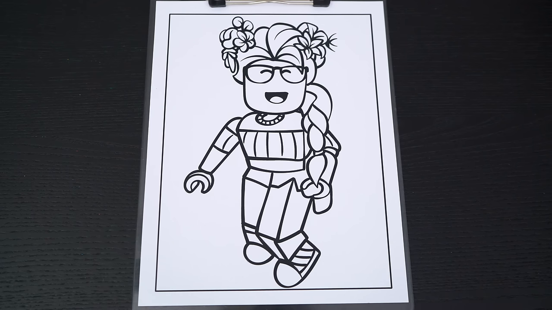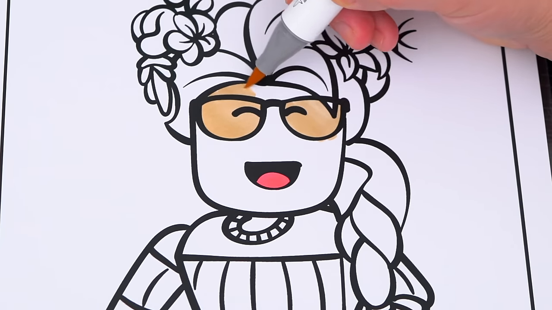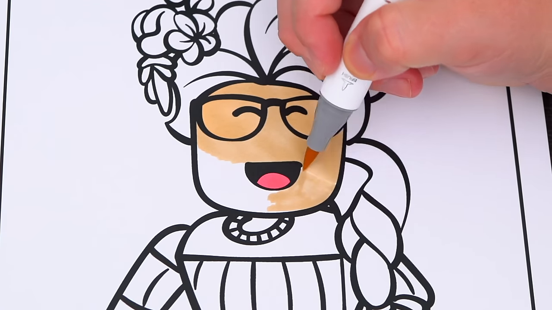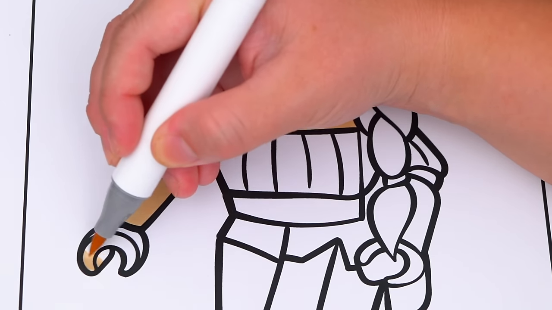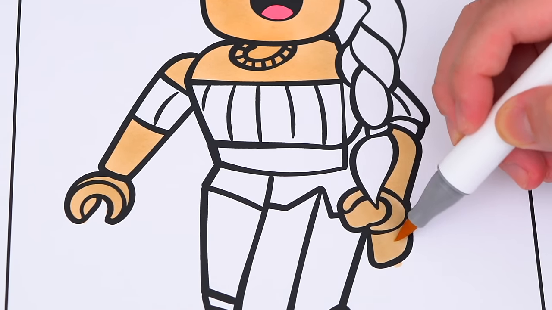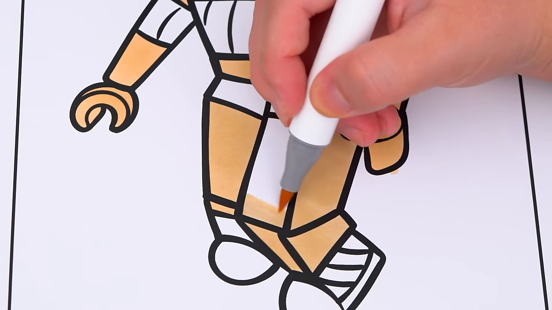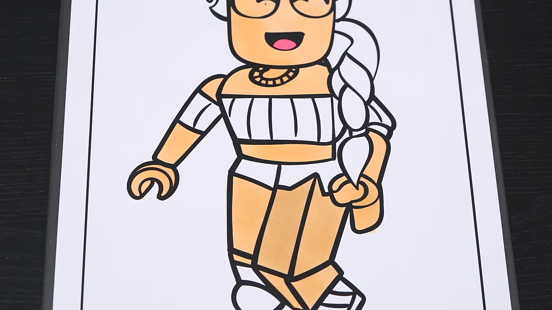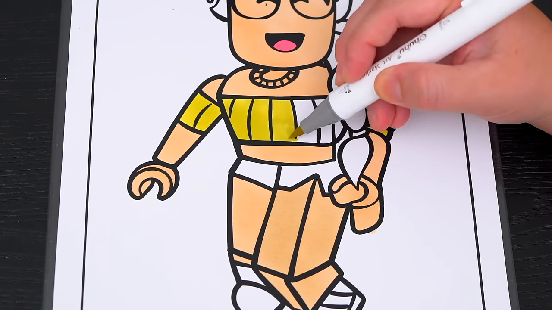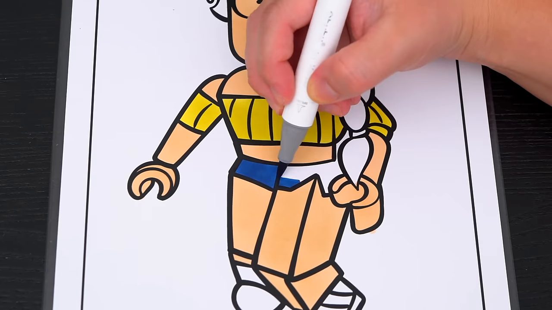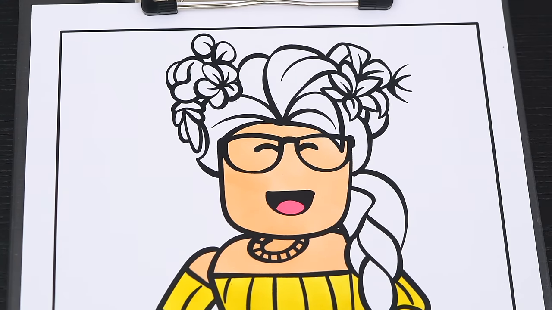Today I'm gonna color this picture of a cute Roblox avatar girl. Let's color in her skin like peach with a pink tongue. And let's color in her shirt yellow with blue shorts and white and blue shoes. And let's color in her hair a light blonde with pink, yellow, and green flowers in it.